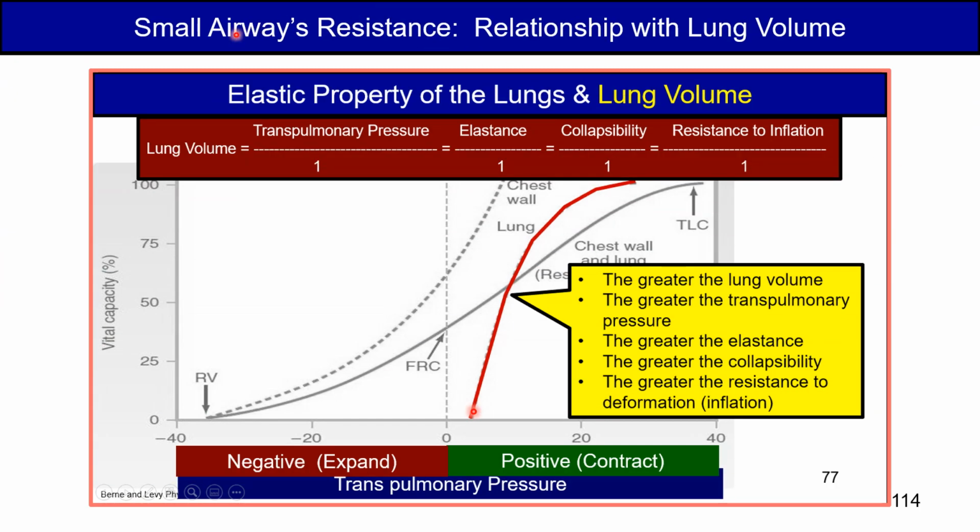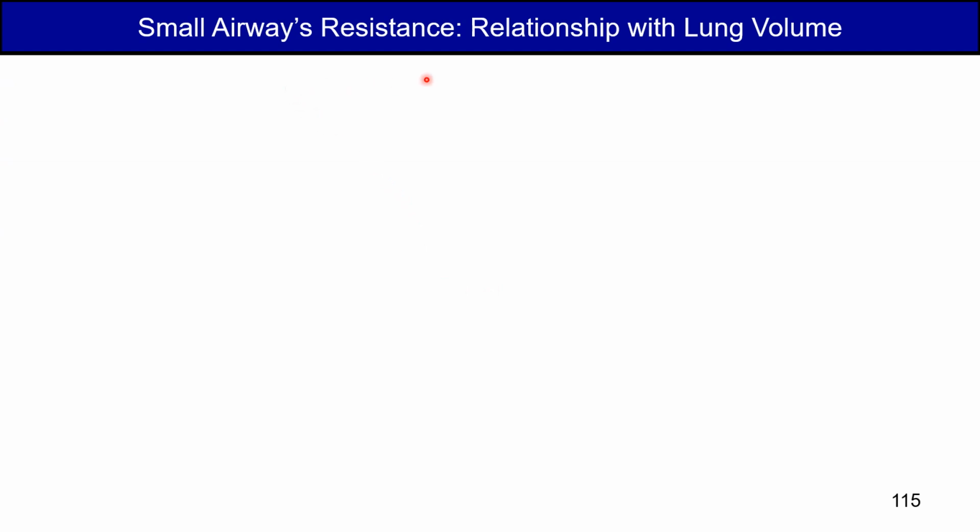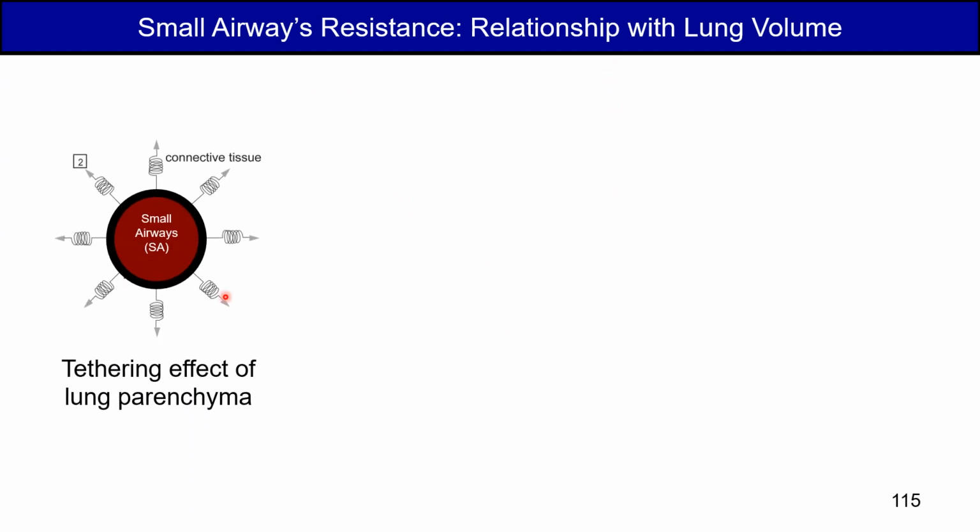Let us now discuss the small airways resistance and its relationship with that of lung volume. I want you to go back to this slide which we discussed with regards to elastance. And based on this diagram, we discussed that the greater the lung volume, the greater the transpulmonary pressure, the greater is the lung elastance. Okay? So, small airways resistance and its relationship with the lung volume. Okay, the small airways is dependent on the tethering effect of the surrounding lung parenchyma. What will determine the tethering effect is the elastance of the lungs.